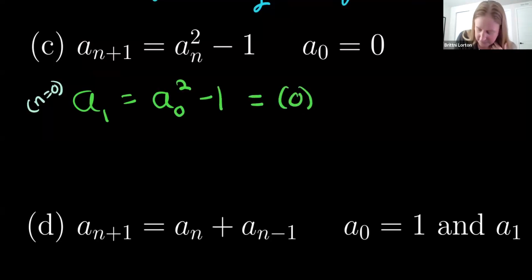And a sub 0 is 0 because that was given to me in the problem. So I got -1. Okay, let's do that again. That's tricky. The second time around, it'll make more sense.